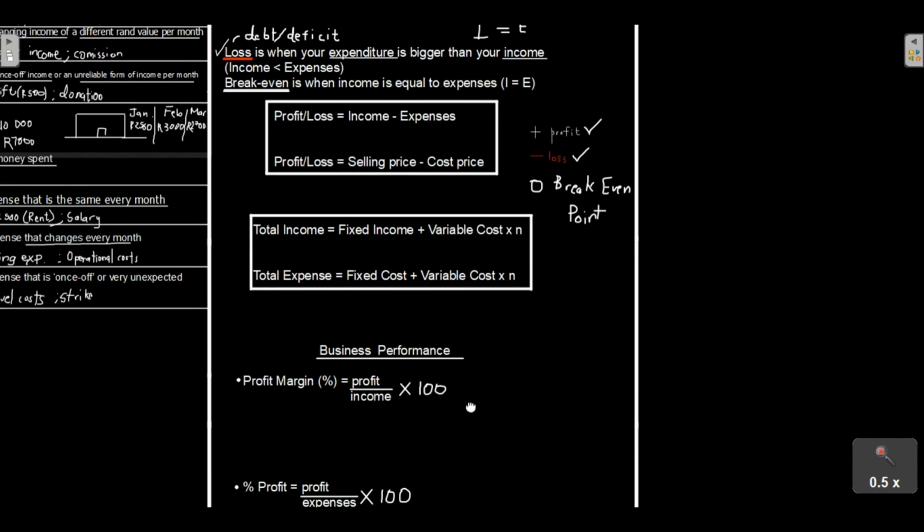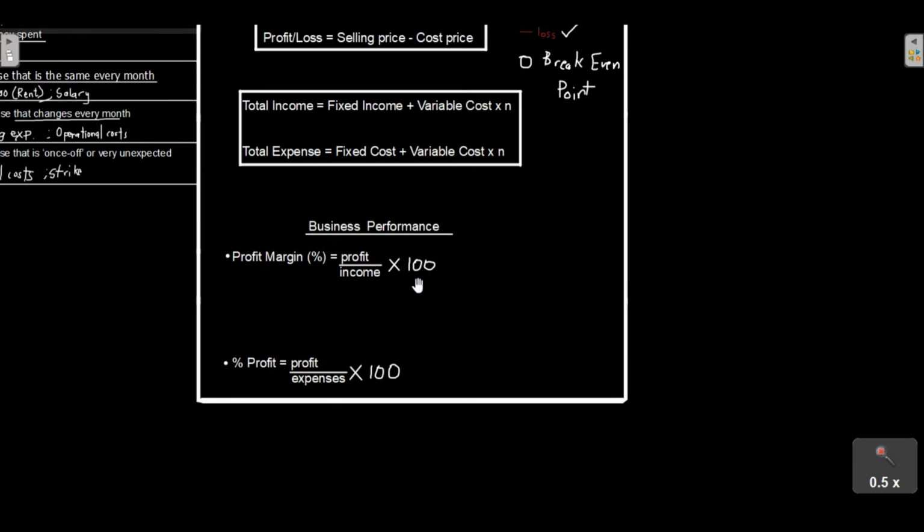Now let's look at business performance. Each and every month or each and every year, a business has to review its progress, its performance. How has it been performing? Because remember, the goal of each and every business is to make profit and to make even more profit. So we look at indicators such as the profit margin and the percentage profit.